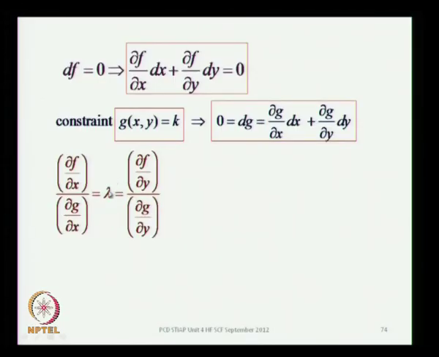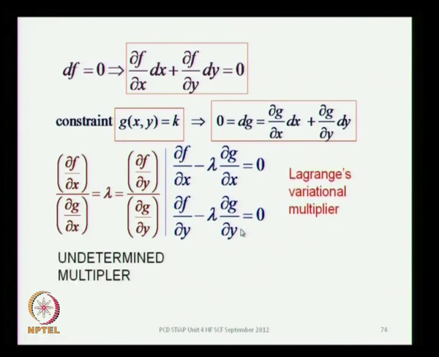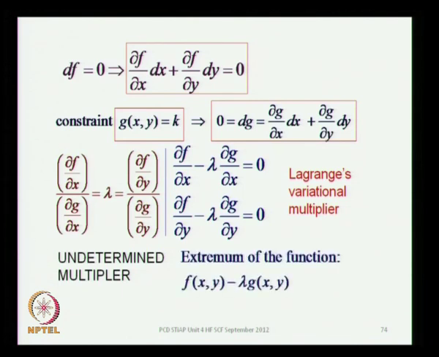So, this is the relationship that you get, and this is the Lagrange's variational multiplier, because from these equations, you can immediately see that del f by del x minus lambda times del g by del x will be equal to 0, and the corresponding derivatives with respect to y will also go to 0, and these are precisely the conditions you will get if you were to seek an extremum of f minus lambda times g. If you had a function which is not f nor g, but f minus lambda g, what is lambda? It is the undetermined multiplier.